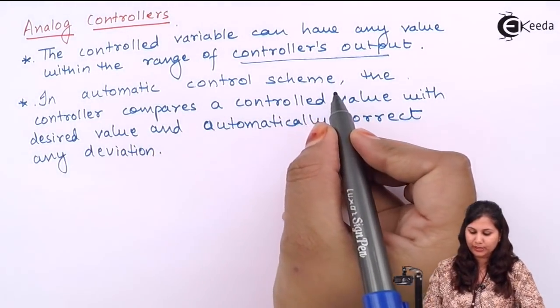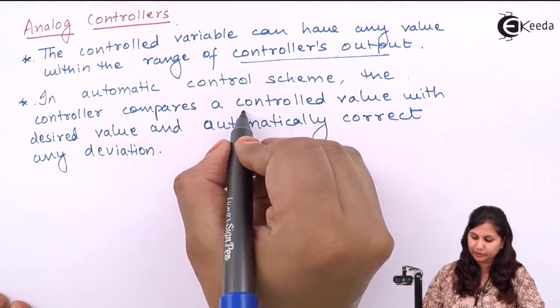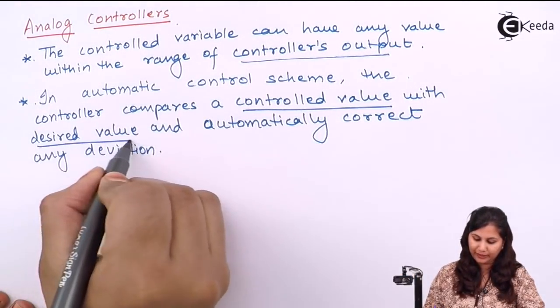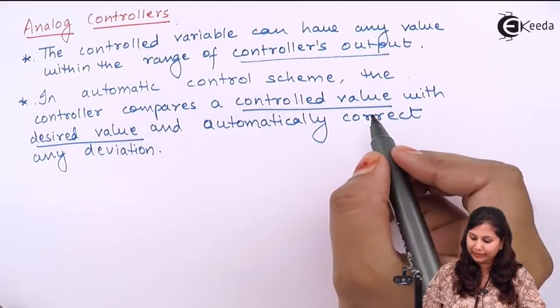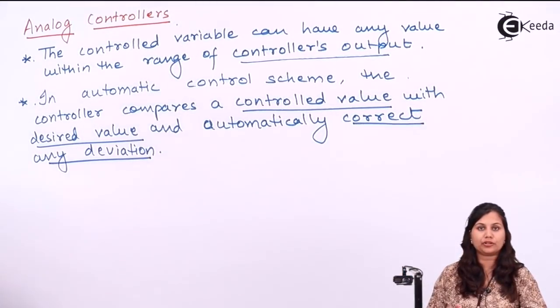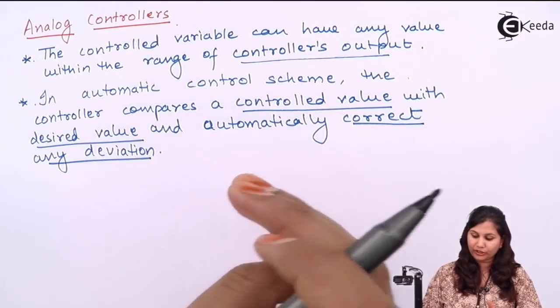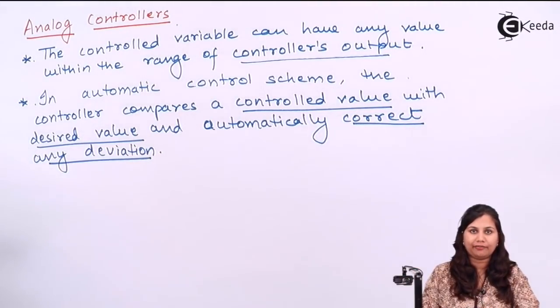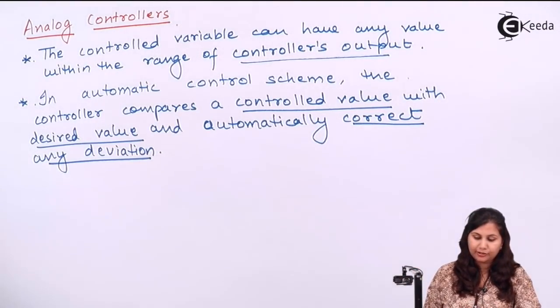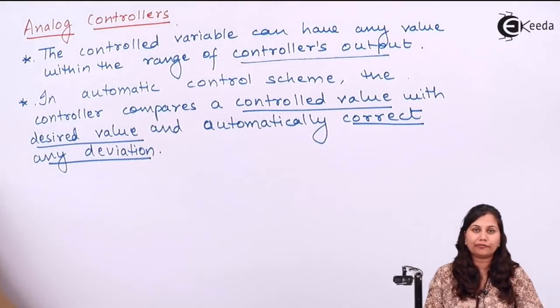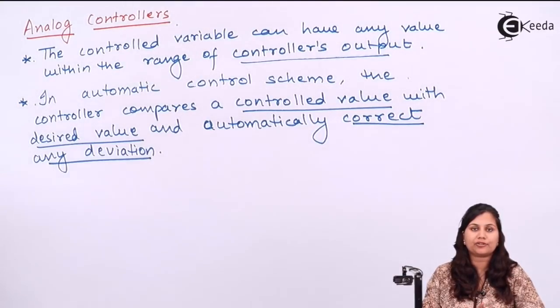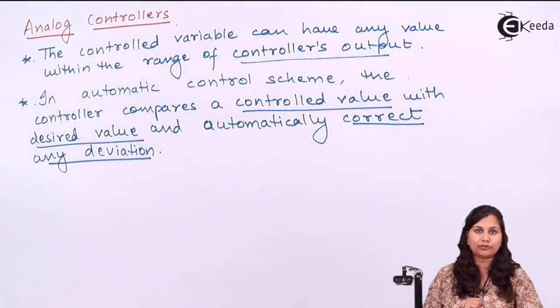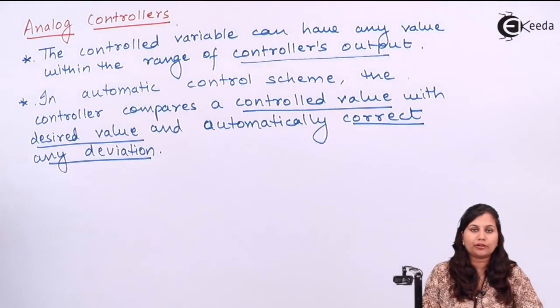So in the automatic control scheme, the controller is going to compare the controlled value with the desired value, and then it will automatically correct any deviation of the controlled value from the desired value. This correction is made by a function, and depending upon the function used to correct this deviation, there are three types of controllers. First is the proportional controller, second is the derivative controller, and third is the integral controller.